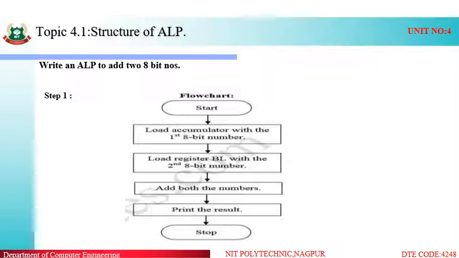This is given in the program. We have to write an assembly language program to add two 8-bit numbers. So both the numbers we have taken into registers, that is AL and BL. Now we have to add these numbers. Which instruction will we use for adding the two numbers? The ADD instruction. So add both the numbers and print the result. So this is the flowchart.